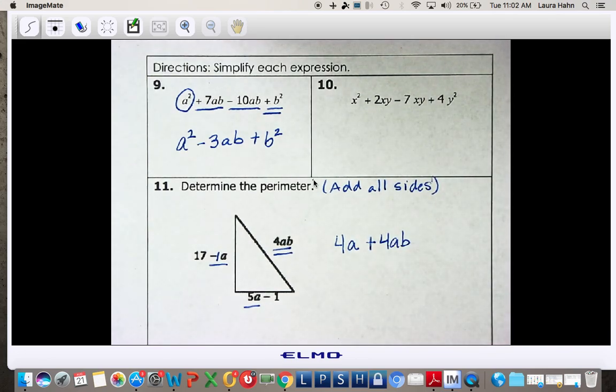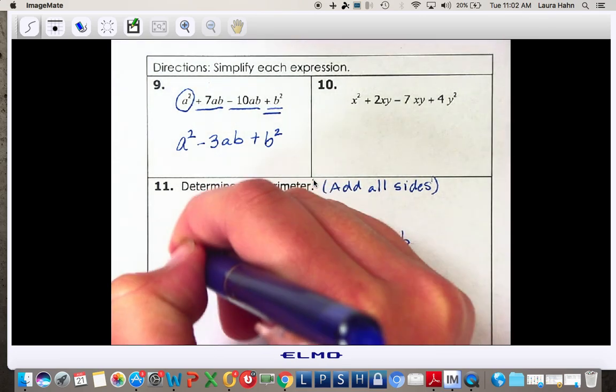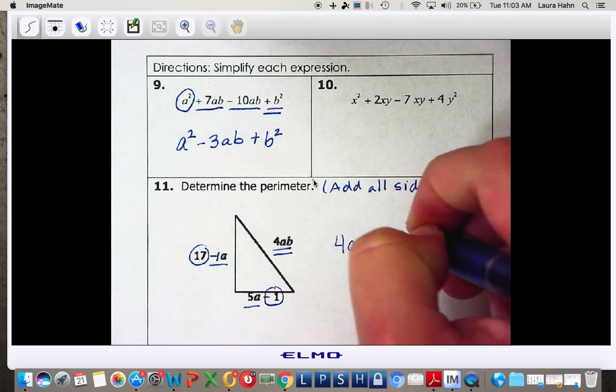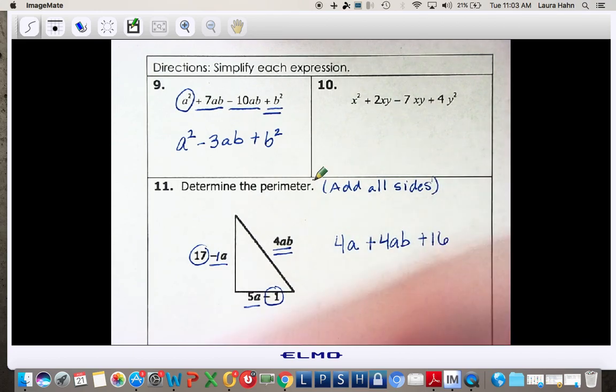Finally, we just have our regular numbers left. Right here I have a positive 17, and down at the bottom I have a negative 1. There are no regular numbers here, so I'm going to add these two numbers up. 17 plus negative 1 is a positive 16, so I put plus 16. And that is my perimeter.